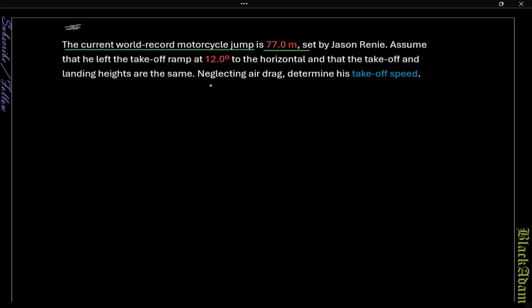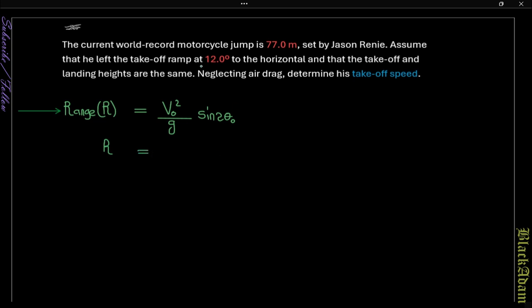Then we have the distance there, which is the range, 77 meters, angle of launch is 12 degrees, takeoff speed, that's what we need to find out. So we go through and check the equation of the range, with the range symbolized by R: initial velocity squared over the gravitational acceleration, multiplied by the sine of the double angle of launch. And the takeoff speed, that's what we need to know.